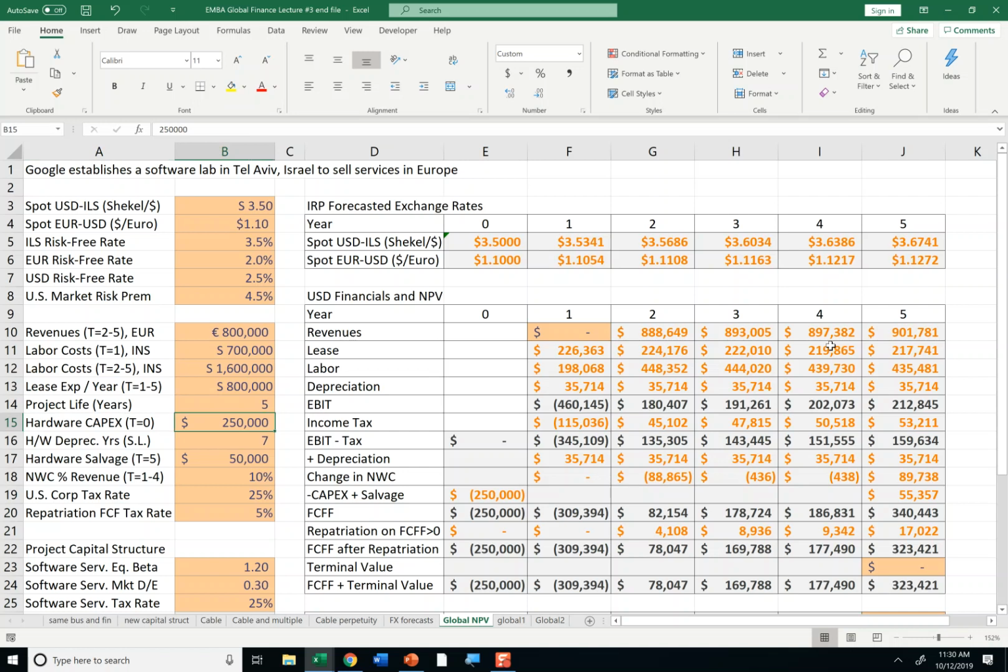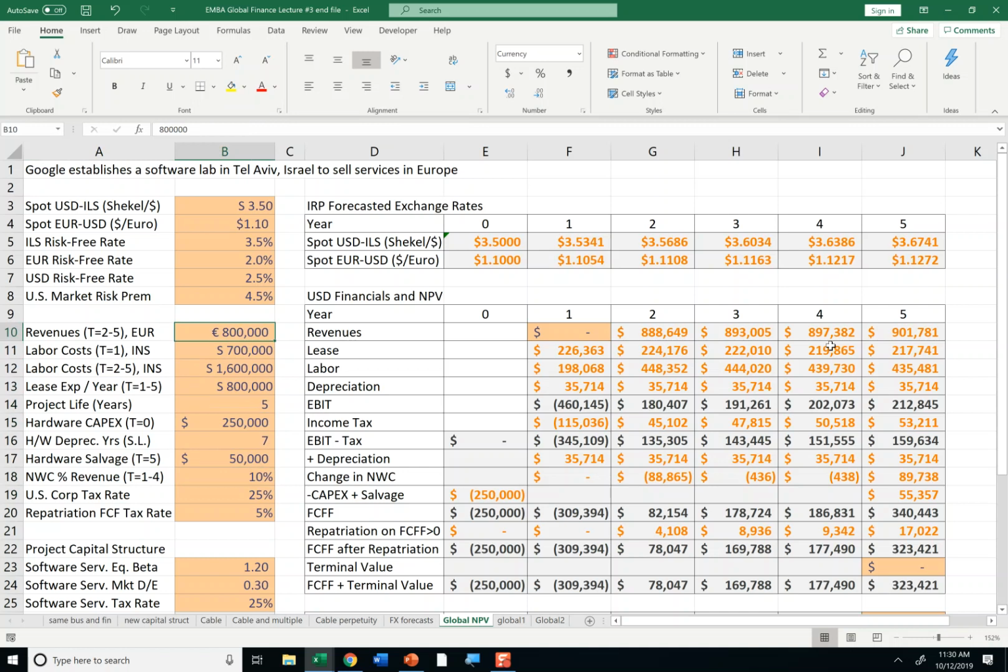We're going to buy $250,000 worth of equipment, which is going to be depreciated over 7 years. I'm sorry, the project's only going to last 5 years, but the equipment's going to depreciate over 7 years. And the equipment's worth $50,000 at the end of the 5th year. The net working capital percent of revenue is 10%. U.S. tax rate is 25%. We'll just stop there for now.